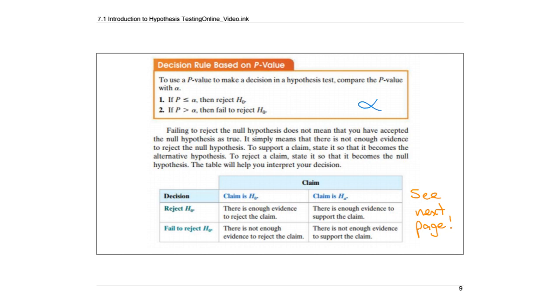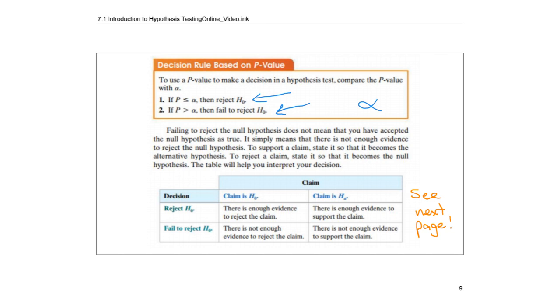So if the p-value is less than or equal to alpha, then we're going to reject the null hypothesis. If the p-value is greater than alpha, then we're going to fail to reject. These charts are in your resource sheet. We're going to draw some pictures and look at these as well so that you have a visual look at what's going on. If p is less than or equal to alpha, we reject. If p is greater than alpha, we fail to reject.